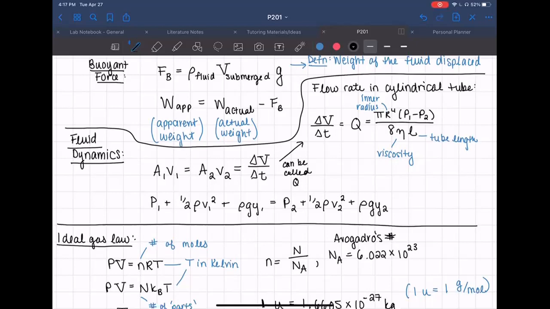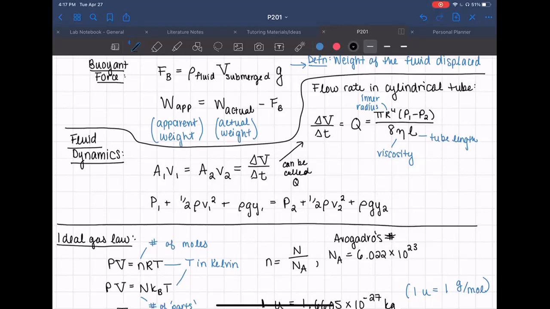And then the last equation in this section is the big bad one, which is Bernoulli's equation. It's essentially the same as conservation of energy, but now applied specifically to a fluid. And because it's applied to a fluid, we basically divide everything by volume. And then this is what we end up with.